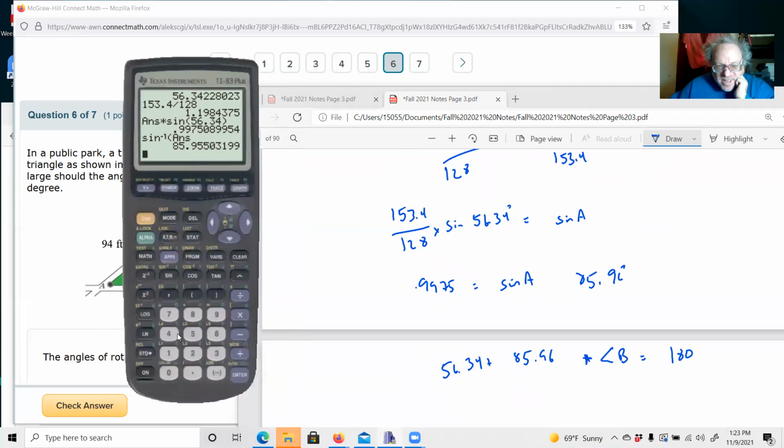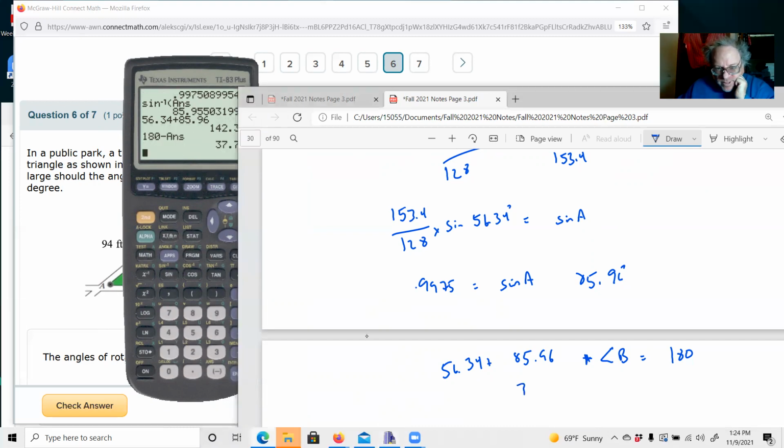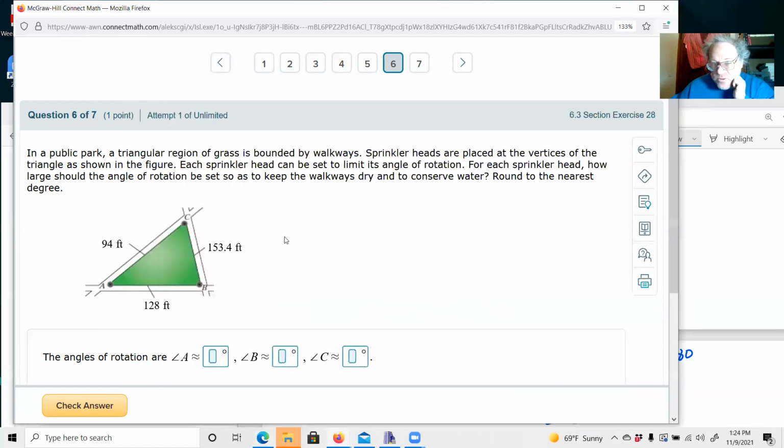So we have 56.34 plus 85.96 equals, let's say about 142 degrees. So we take 180 minus our previous answer, so 37.7 degrees is equal to our angle B. Now, 37.7 is equal to angle B. And that is how you deal with law of cosines.